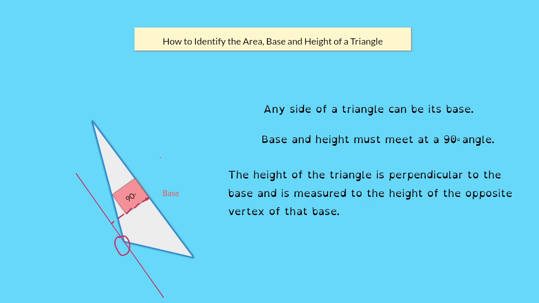Okay. And as you might have noticed, if you go back a little bit in the video, you'll see that that is the same height as this. And so you'll always get the same height when you have a 90-degree angle at the base running perpendicular to the height of the opposite vertex.